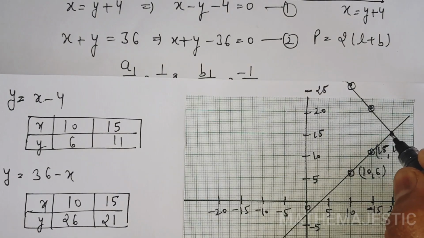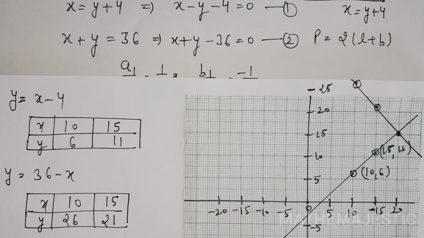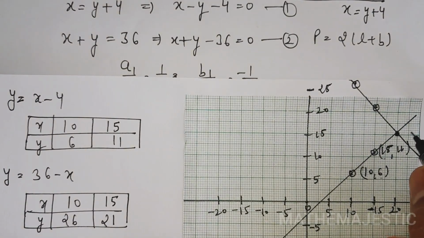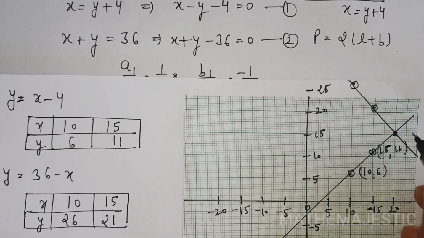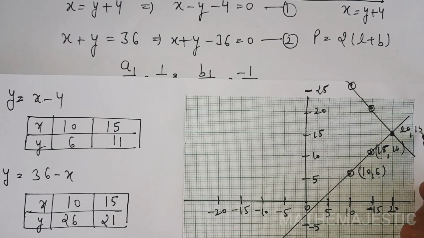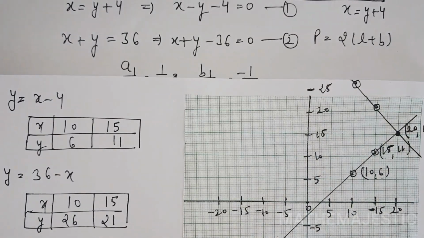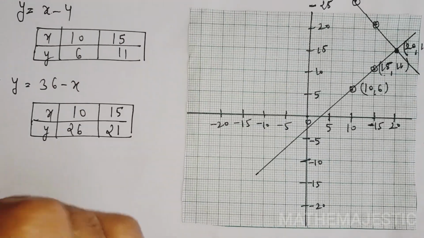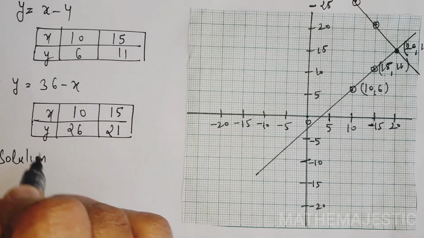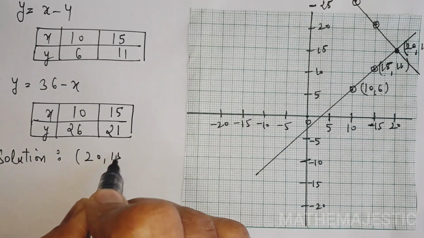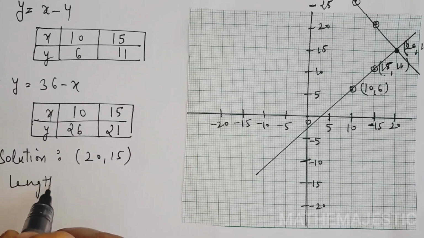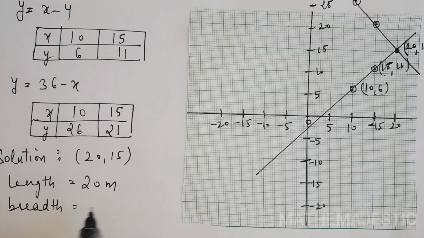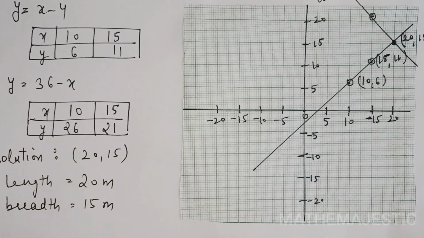That means this point is the point of intersection. So this point is the solution of the linear equations. That means x is 20 here, y is 15. This is the solution here. x was representing the length and y was representing the breadth. That means the length of the rectangular garden is 20 meters and the breadth of the rectangular garden is 15 meters. We got both the things.